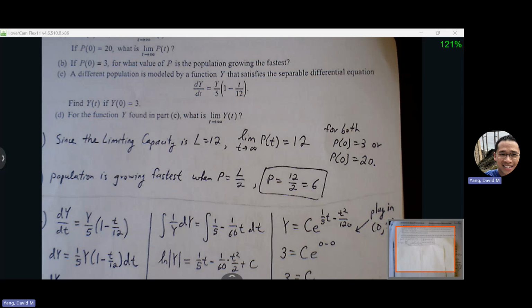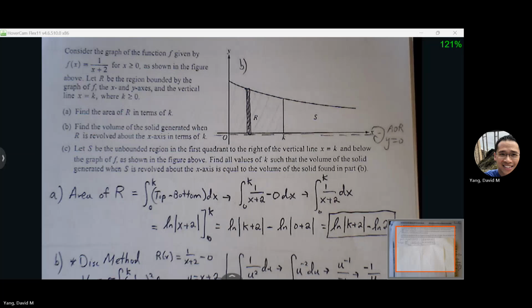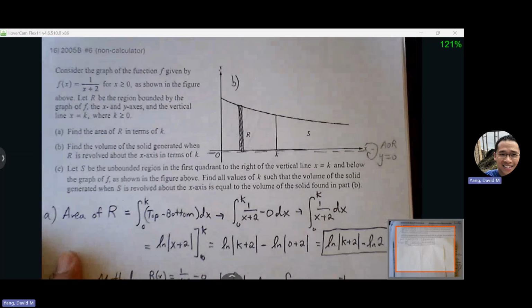Okay, any questions? Page 15. Okay, let's try page 16.